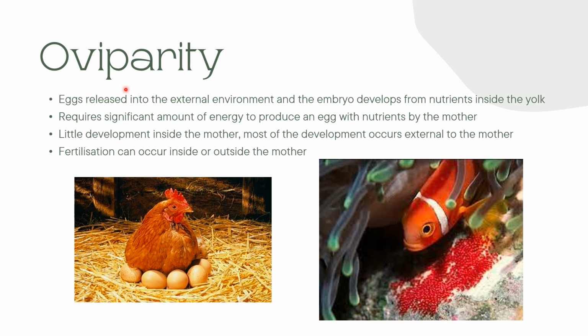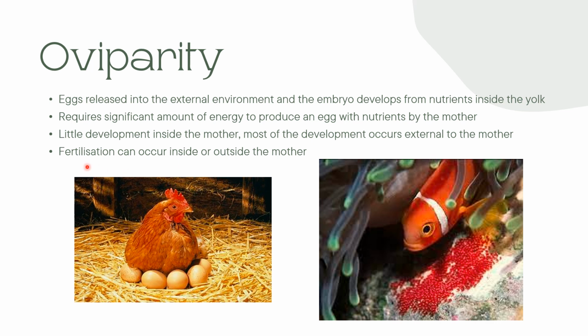First, we have oviparity. So ovi, or ovo, refers to eggs. So in this type of sexual reproduction, eggs are released into the external environment and the embryo develops from nutrients inside the yolk, which you would all be familiar with if you've eaten eggs. And so this requires a significant amount of energy to produce an egg, firstly, with the nutrients provided by the mother. So the mother is using a lot of energy to produce this egg. There is little development inside the mother. Most of the development occurs externally. So with eggs like this, the offspring are developing externally rather than internally.